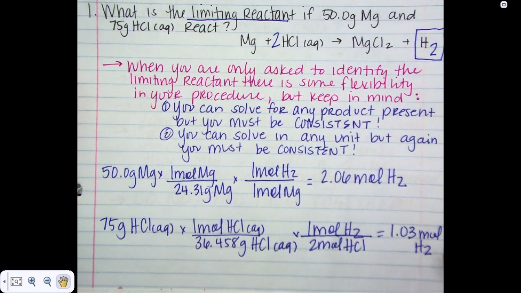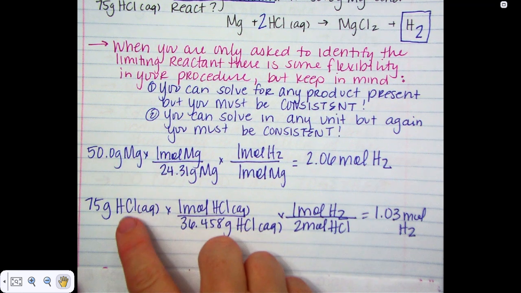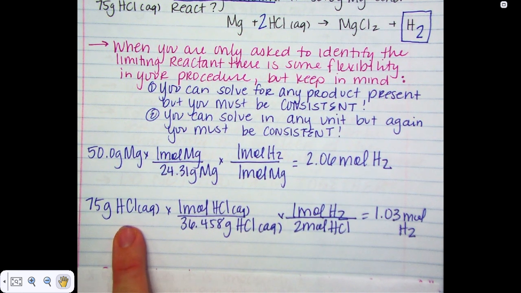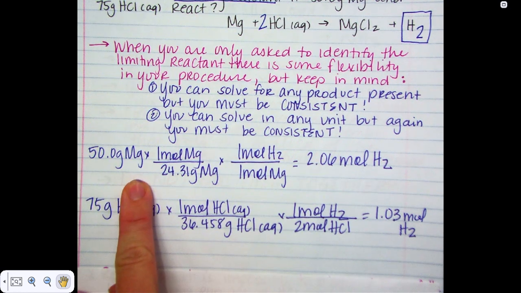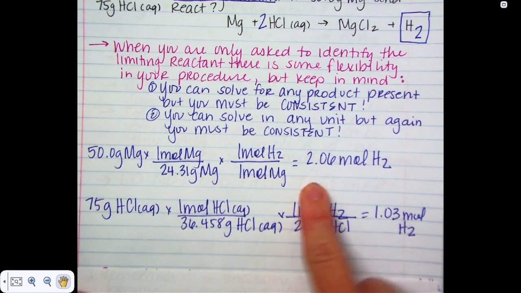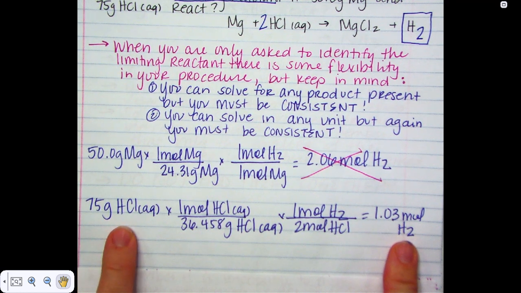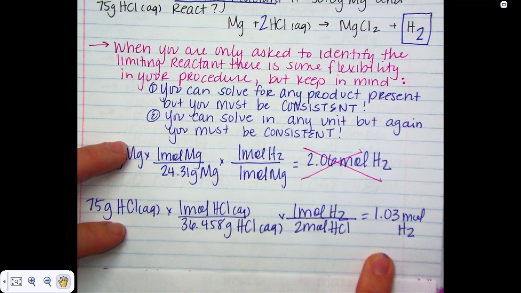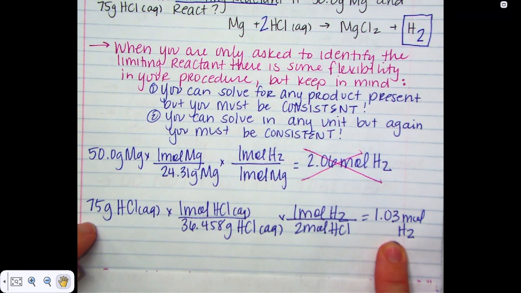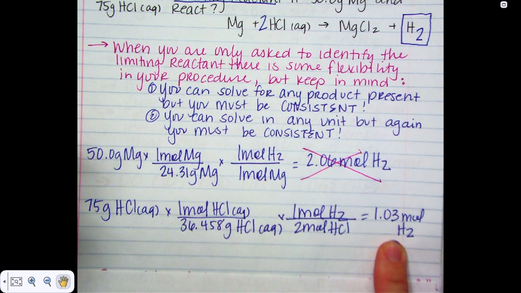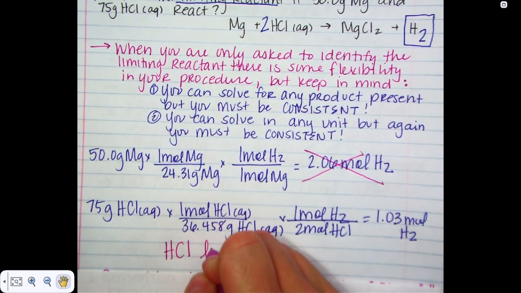Remember, the one that is the limiting reagent is the one that allows me to make the least amount. So when I react both of these, 75 grams of hydrochloric acid allows me to make 1.03 moles of H2. 50 grams of magnesium allows me to make 2.06 moles of H2. I cannot make 2.06 moles of H2 when I'm going to run out of hydrochloric acid when I hit 1.03. Because remember, both of these things have to react together in this reaction. So I'm going to run out of the hydrochloric acid when I've only made 1.03 moles. So when I look at what is the identity of the limiting reactant, it's the one that allows me to make the least. So HCl limits.